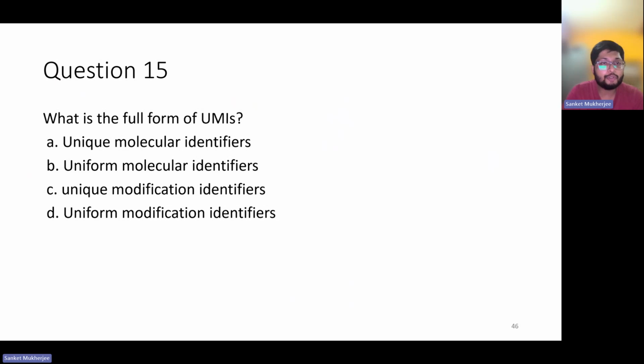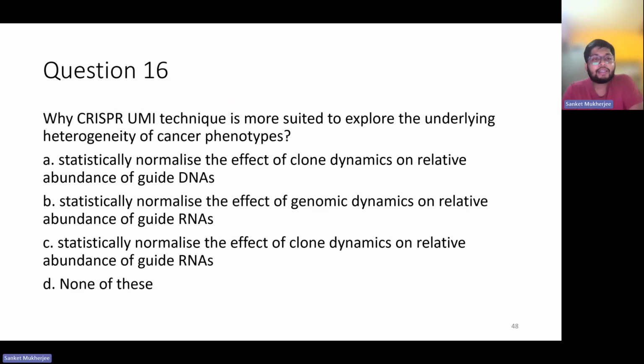What is the full form of UMIs? Is it unique molecular identifiers, uniform molecular identifiers, unique modification identifiers, or uniform modification identifiers? The unique molecular identifiers.